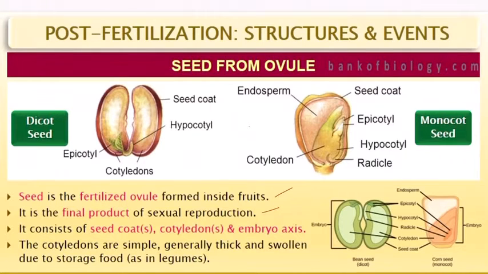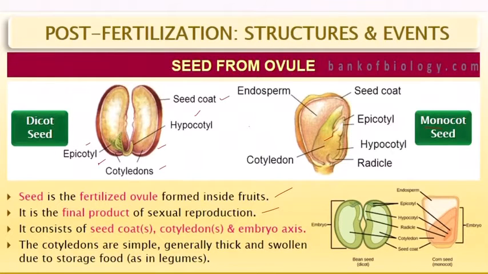Depending upon how many cotyledons are there, the seeds, or in general plants, are of two types: dicotyledonous and monocotyledonous. As the name suggests, di means two, so two cotyledons will be there. See here, cotyledon 1, cotyledon 2. So since two cotyledons are there, dicots. And here you can see the presence of only one cotyledon, so monocot seed.